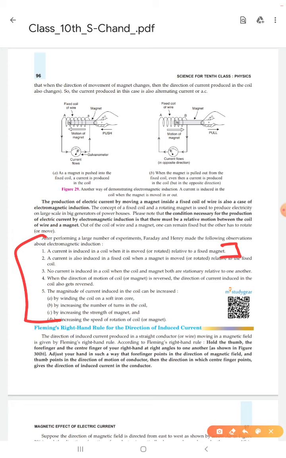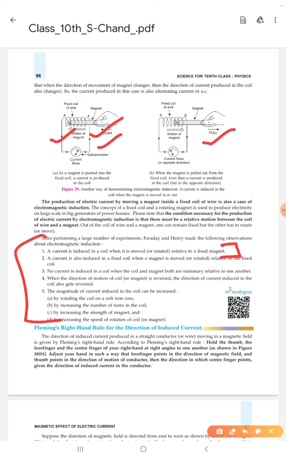A necessary condition for the production of electric current by electromagnetic induction is that there must be a relative motion between the coil of wire and a magnet. What do you understand by relative motion? Please go through the previous video and you can understand it nicely: we were pushing and pulling the bar magnet to produce an electric current, and when the bar magnet is stationary within the coil, there is no current.